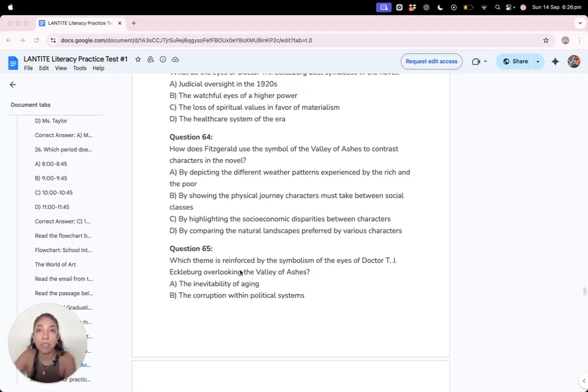So again, reading the above, we know that is answer C, by highlighting the socio-economic disparities between characters. The Valley of Ashes symbolizes the stark differences in the living conditions and opportunities available to the different social classes in the novel.